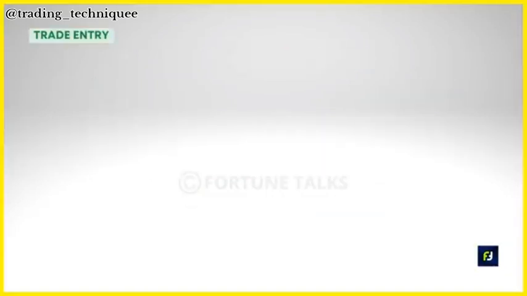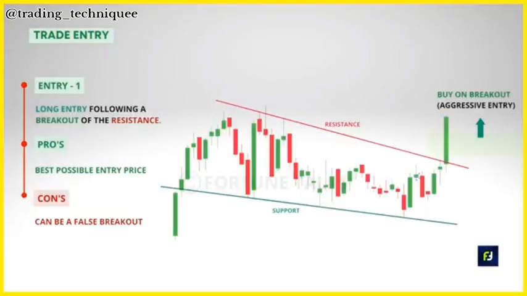Now we will talk about the entry criteria. So how do you better time your entry? The first approach is to go long when the price breaks above the resistance trend line. All you need to do is to place a buy order above the resistance line and you will be immediately long when the price breaks out above the level. And if the breakout is real, this is one of the best prices to enter. But this is a very risky method and chances are it might be a false breakout.